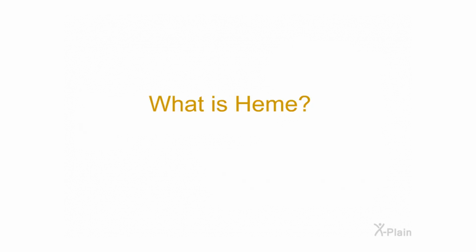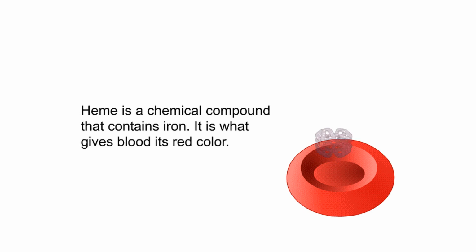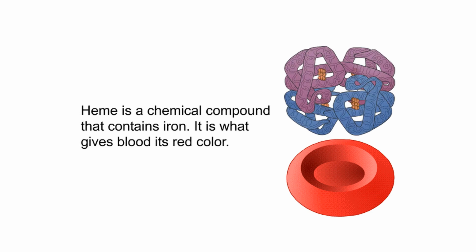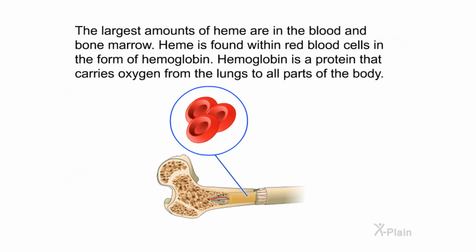What is heme? Heme is a chemical compound that contains iron. It is what gives blood its red color. The largest amounts of heme are in the blood and bone marrow. Heme is found within red blood cells in the form of hemoglobin. Hemoglobin is a protein that carries oxygen from the lungs to all parts of the body.